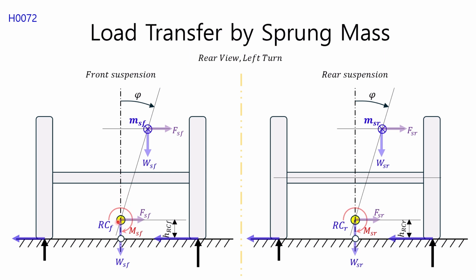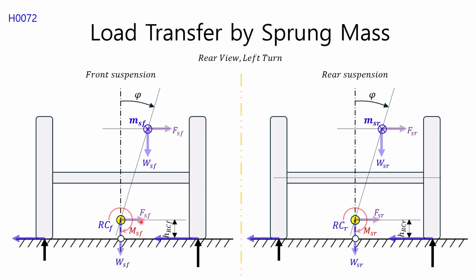The two forces FSF and WSF acting on the sprung weight center supported by the front wheel can be expressed as equivalent forces and moments about the roll center RCF as shown in the lower left figure. Here MSF is the sum of the moments generated about the roll center RCF by the force FSF and the weight WSF, and FSF is the lateral force acting horizontally on the roll center. If we analyze the forces and moments acting on the roll center, we can see that the moment capital MSF and the horizontal force FSF generate the lateral load transfer.